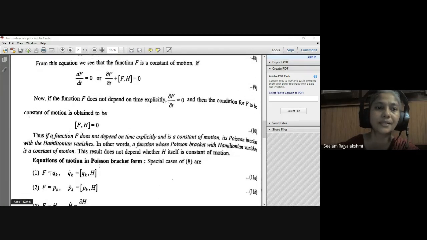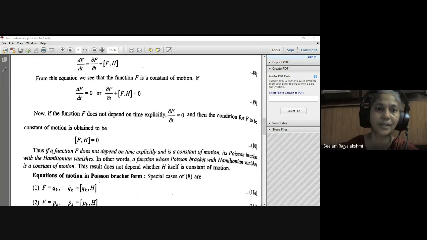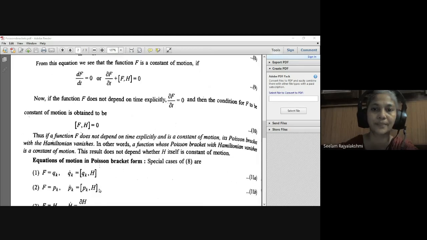By using this equation number 8, we can replace f with qk. That means consider qk in the place of f. So f equals qk, and ∂qk/∂t is nothing but q̇k. So q̇k is equal to, in the place of f, we replace with qk: {qk, h}, which is equation number 11a.